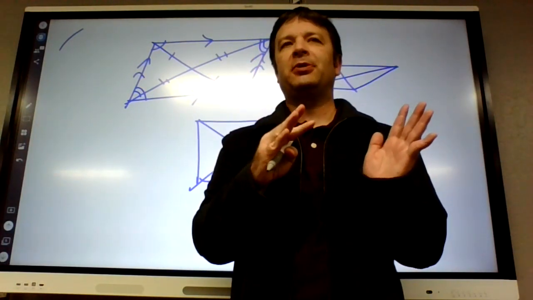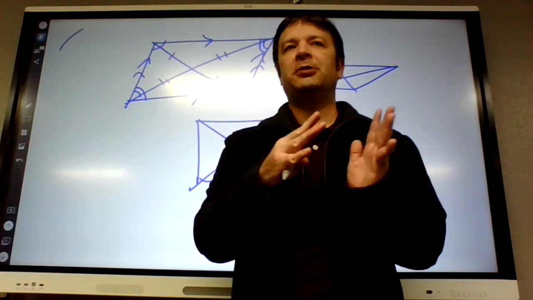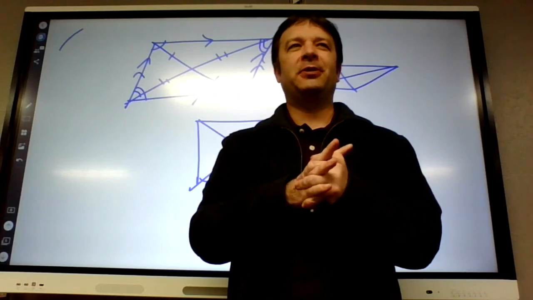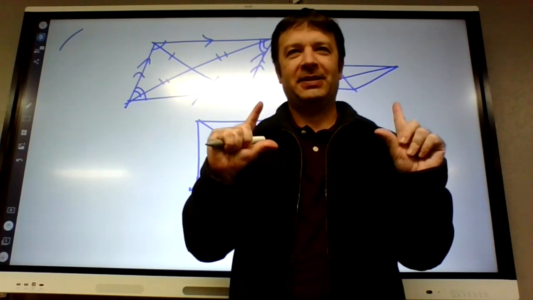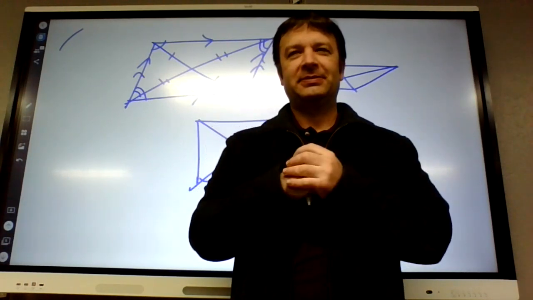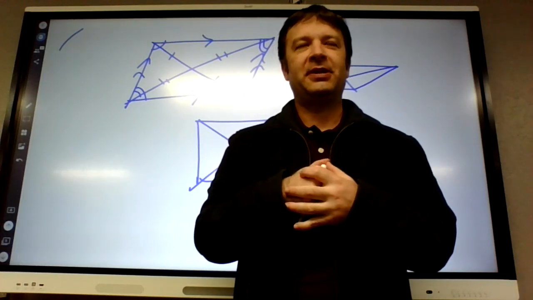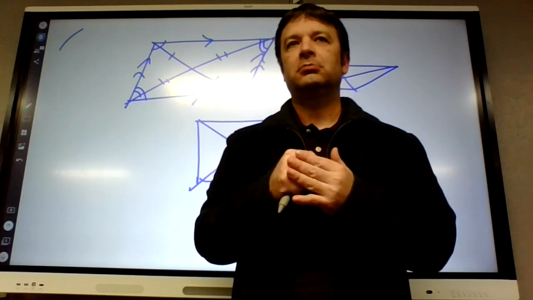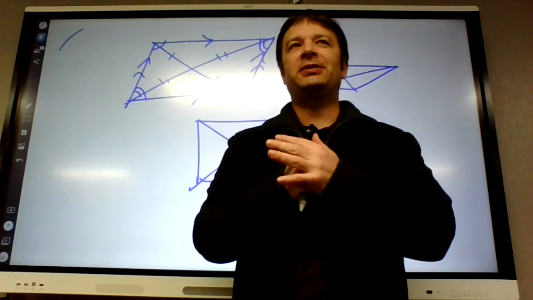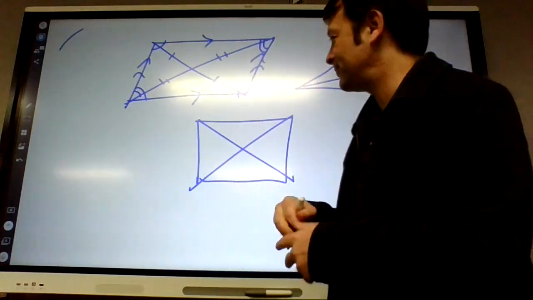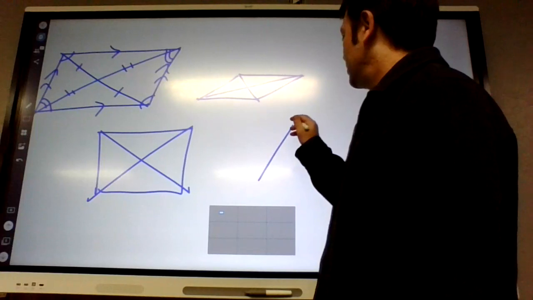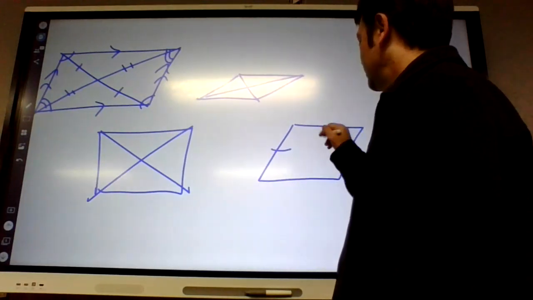Rhombuses, what makes a rhombus a rhombus? One pair of parallels? No. Why does nobody know what a rhombus is? Oh, wait, congruent sides. Four congruent sides, that's it. A rhombus has four equal sides. Okay, usually it looks like this. One, two, three, four.